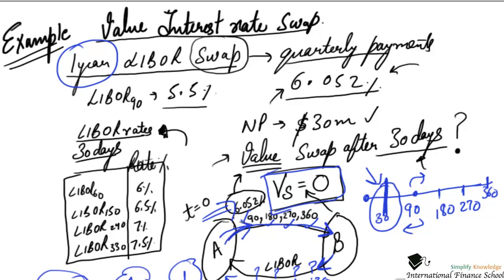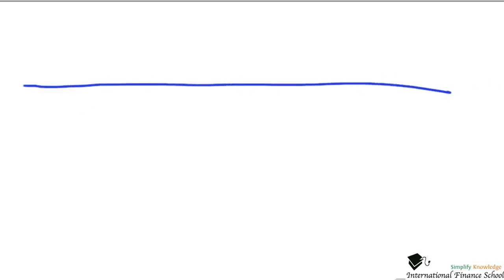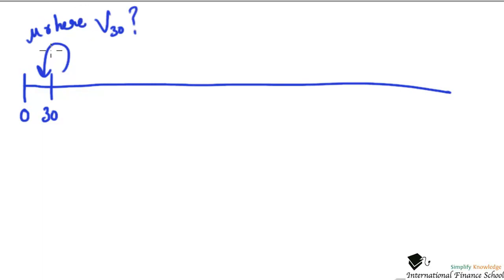The guy who pays fixed or the guy who pays floating, either one of them might be gaining because the time has elapsed, the LIBOR rates have changed, and that can create positive or negative value. With this background in mind, let me draw a timeline and let's see if you can make sense of that timeline. This is the timeline, and at time 0 the swap value was 0. We are here at 30. So you are sitting at 30 trying to find the value of the swap on the 30th day.